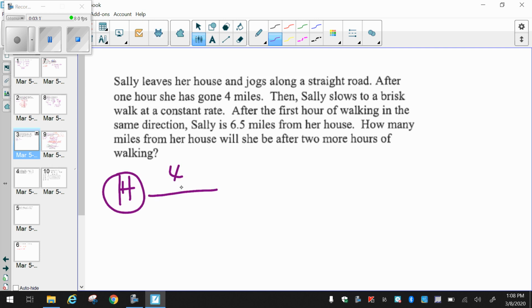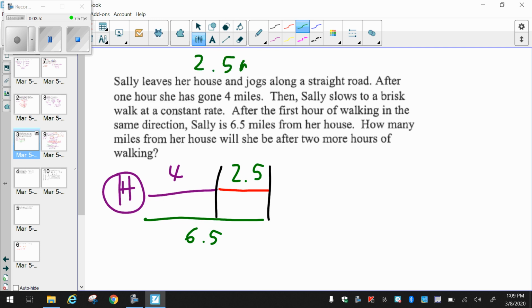Then she slows down and walks at a constant rate, it says. The first hour, she is 6.5 meters from her house. So be careful with that. Remember, at this point, she was 4. Then she stops and starts walking. And then at this point, in total, she's 6.5. So that means all the way here is 6.5, which means this part is just 2.5. That's 1 hour. So she's going 2.5 miles per hour. That's her walking pace.